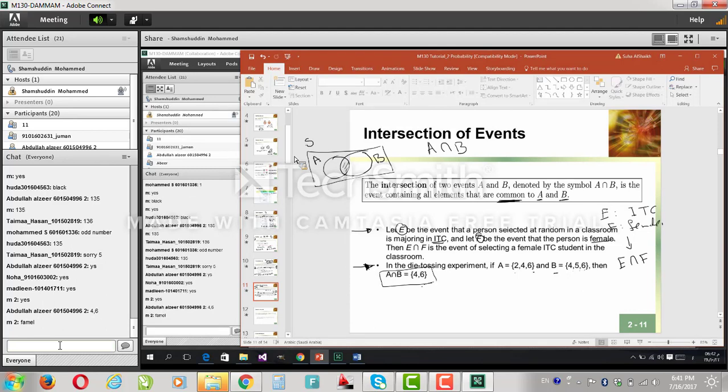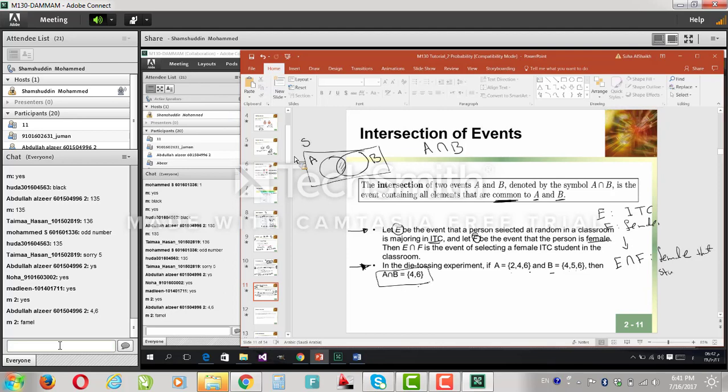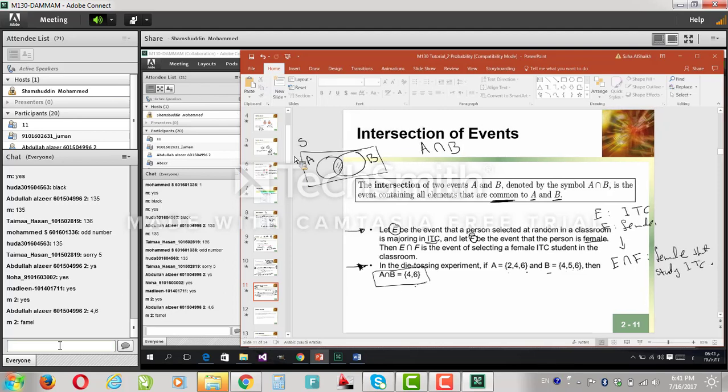Let's study ITC. If I'm saying the intersection, the common elements. So A intersect F, you can see them. Clear? Any question?